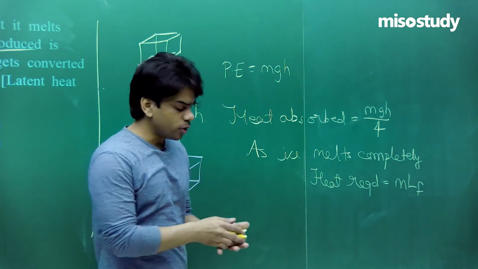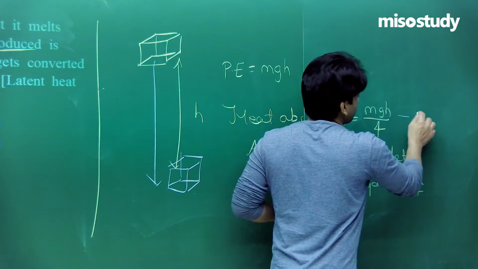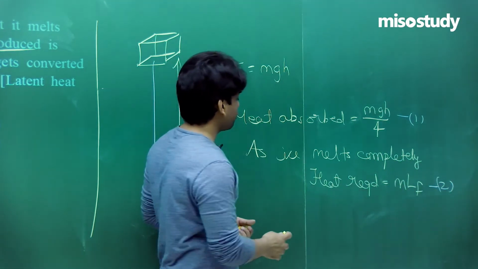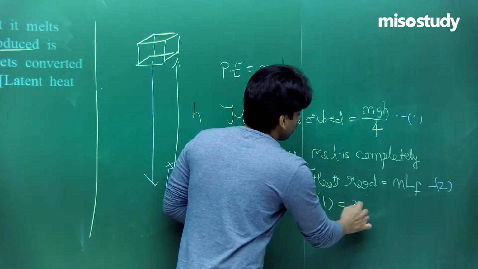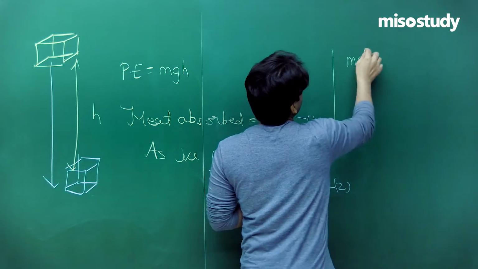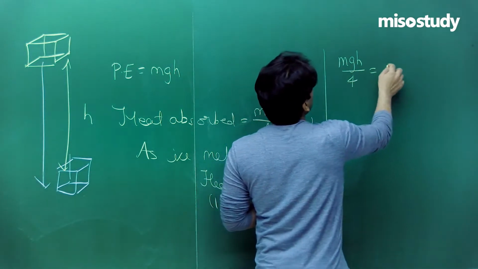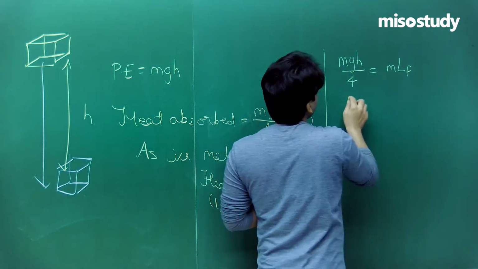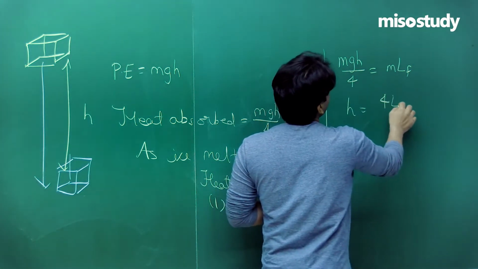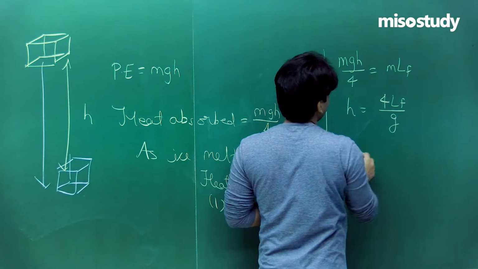Just equate both the two, mgh by 4 and mLf, and you will get the value of h. If I equate 1 equals to 2, we obtain mgh by 4 is equal to m into Lf. Finally, m cancels out, and h comes out to be 4Lf divided by g.